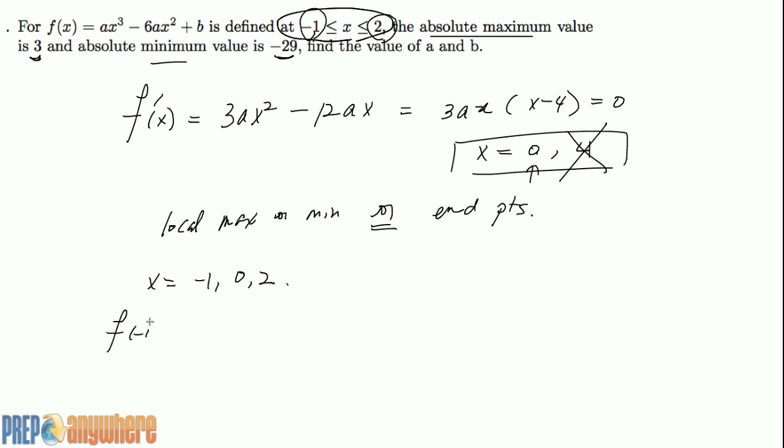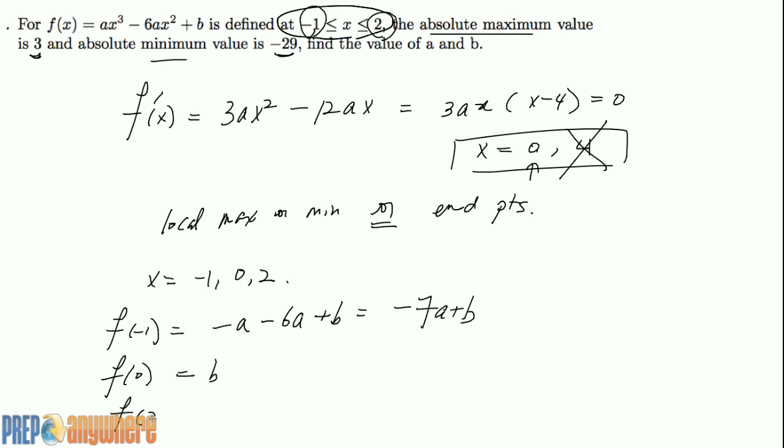So let's plug in -1, and you get -a minus 6a plus b, which is -7a plus b. If you plug in 0, you just get b. Okay, if you plug in 2, you get 8a and minus 24a here plus b. That simplifies to minus 16a plus b.